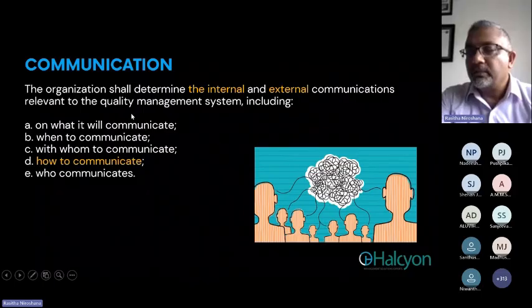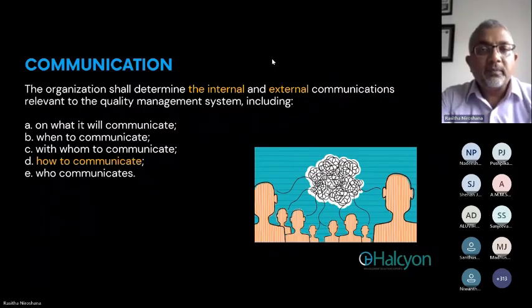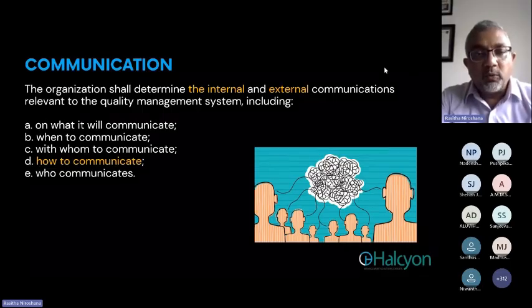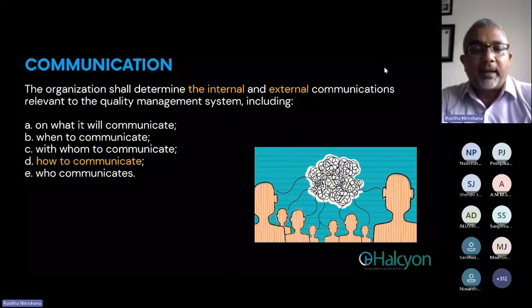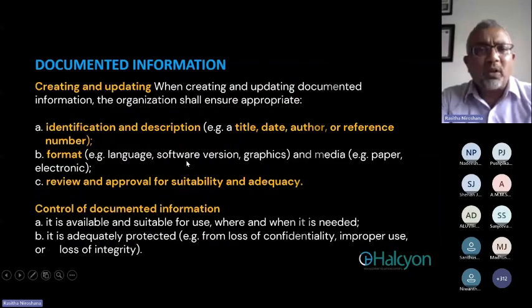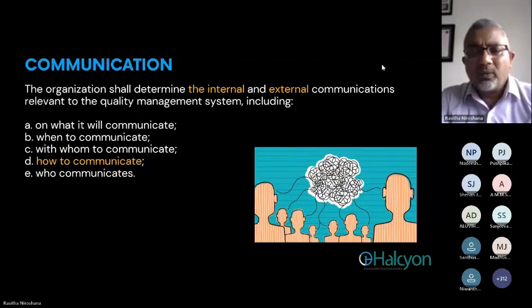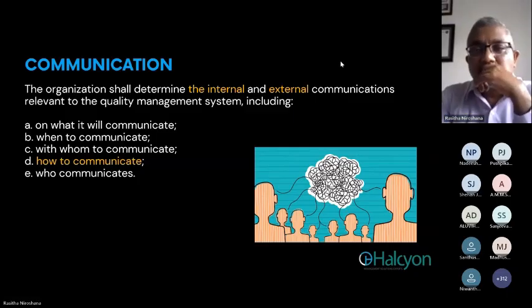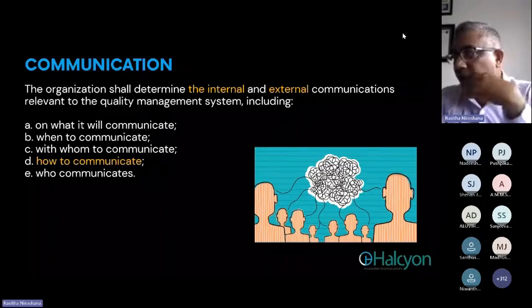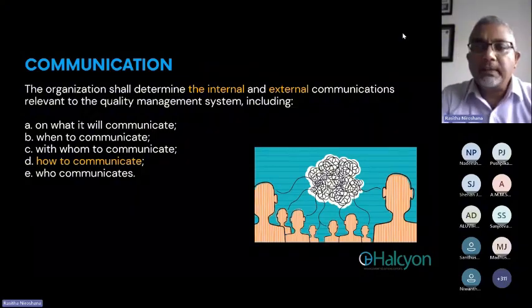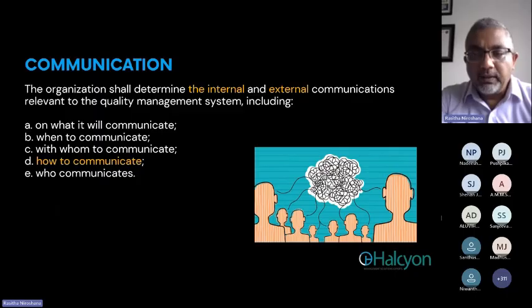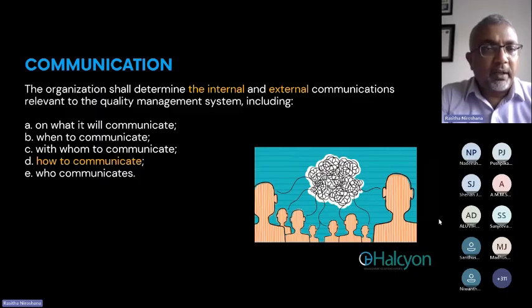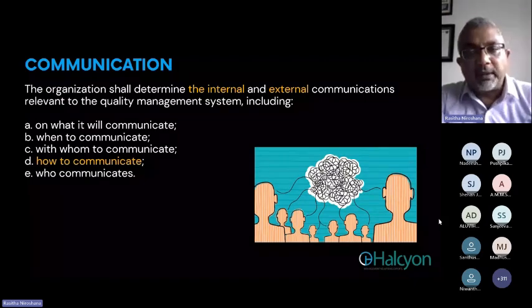Why is communication important? Because the organization determines internal and external communication relevant to the quality management system, including what to communicate, when to communicate, with whom to communicate, how to communicate, and who communicates. So why is this so important? Why does the standard talk about the communication part? See, it's easy to communicate if the bulk of you are coming from a food background. But we have some people from non-food.